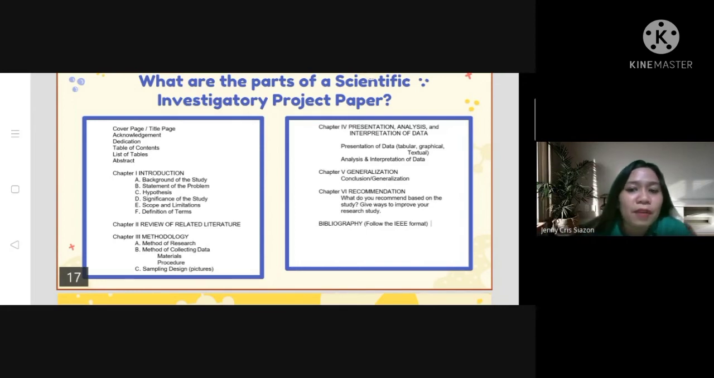So for chapter 5, this is now the generalization. And for chapter 6, the recommendation. So what are you going to recommend based on the study? So you give ways to improve your research study. And the last one is your bibliography or references part of the research.